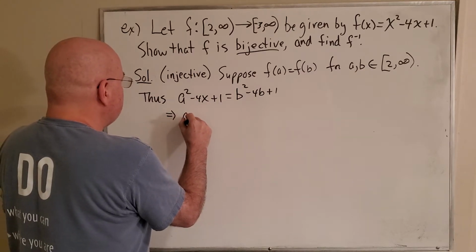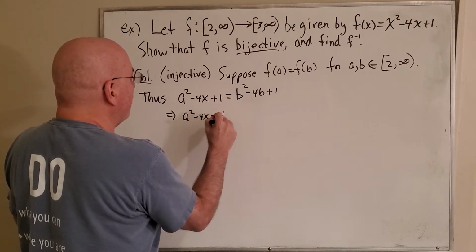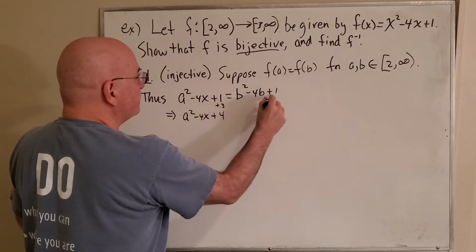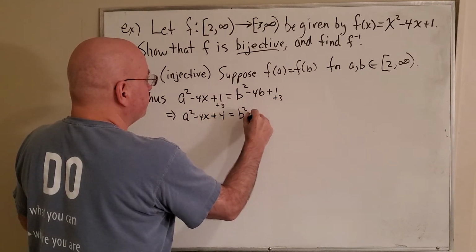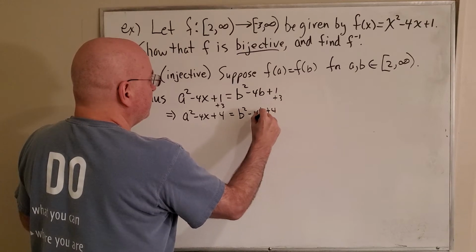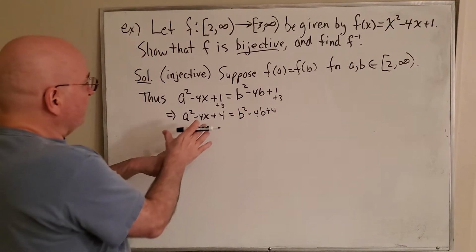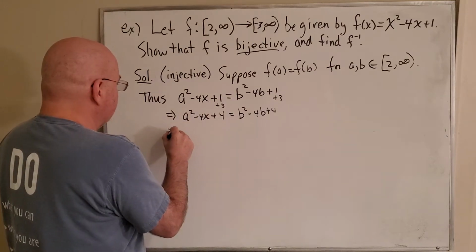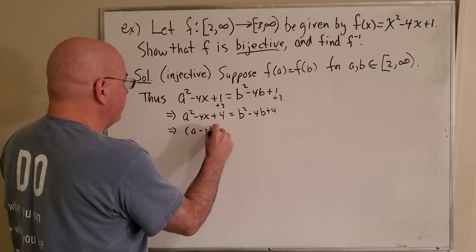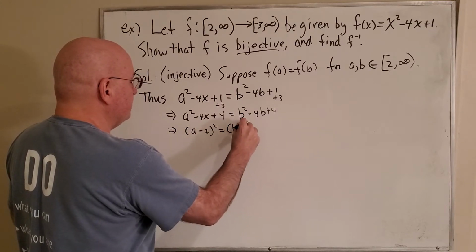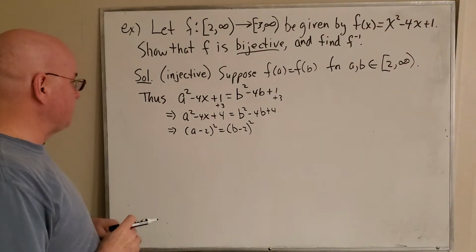then I can say a squared minus 4a plus 4. I'm going to add 3 to both sides. I'm only doing that because it might make it a little bit easier. Didn't have to do that. But the only reason I did that is because now that makes it a perfect square: a minus 2 squared equals b minus 2 squared. Now I only have a and b showing up one time on each side.